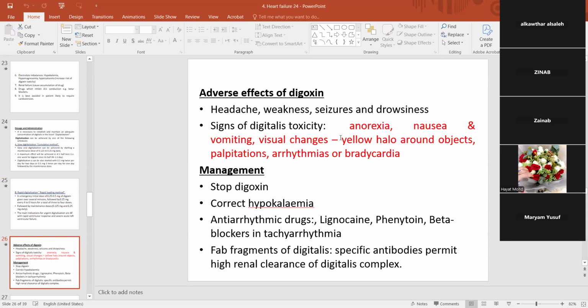The adverse effects of the drug can include headache, weakness and seizures, as we said. The most important one is the signs of toxicity. We can suspect the patient has toxicity if the patient develops anorexia, nausea or vomiting, or visual changes, especially yellow vision. The patient sees a yellow halo around objects, and palpitation. The patient may develop a tachyarrhythmia or bradyarrhythmia.